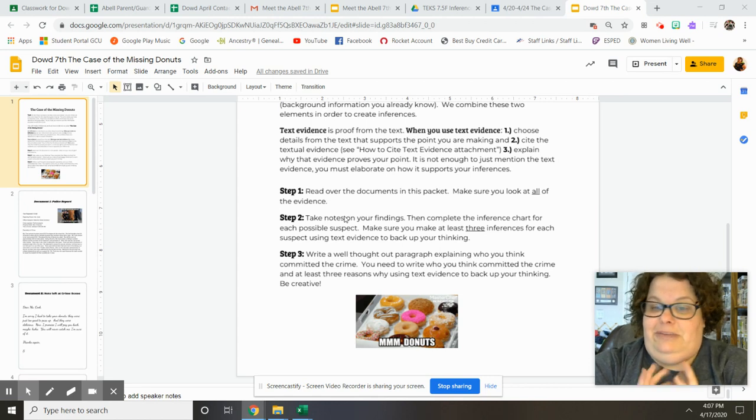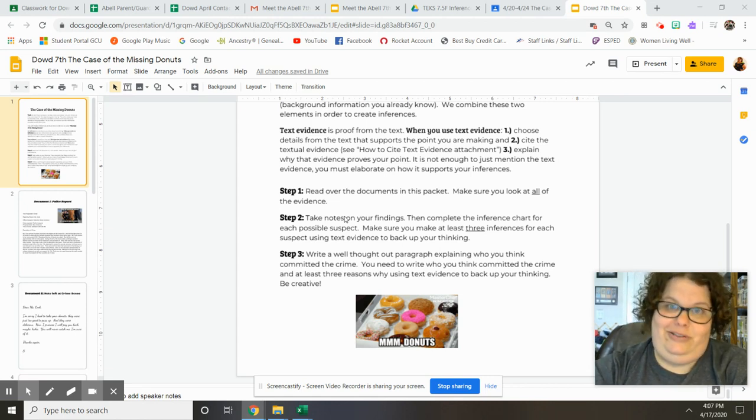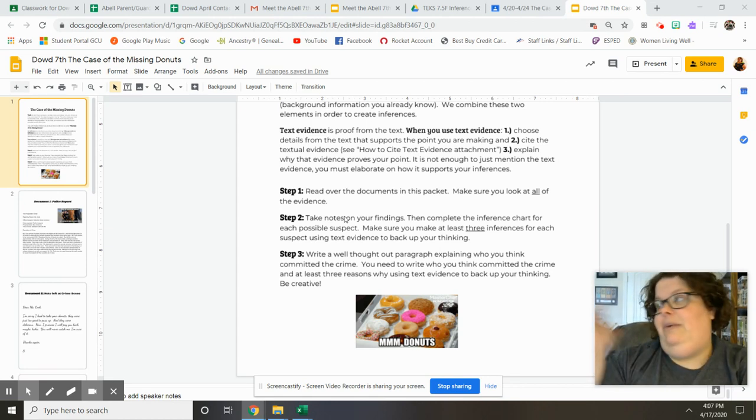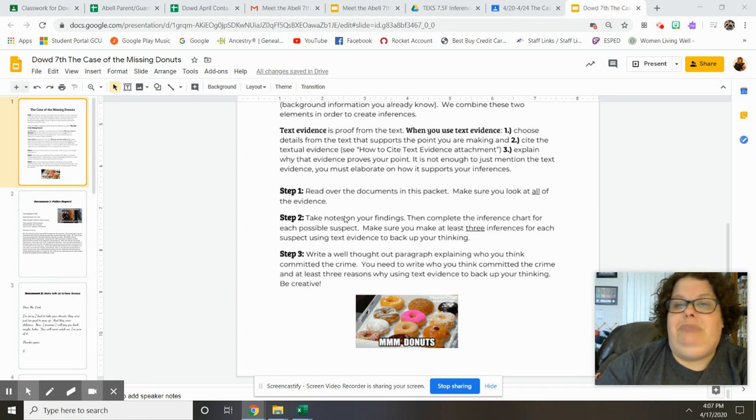So, step 3, you're going to write out your paragraph explaining which teacher you think committed the crime. And you'll have to provide evidence as to why you think they did it. You can't just say, "Oh, it was Miss Salcedo. She stole the donuts." Why? How do you know? Or, "Oh, it was Mr. Mitchell. He stole the donuts. I know for sure." How do you know? You've got to provide your evidence.